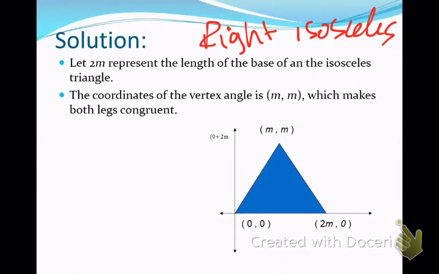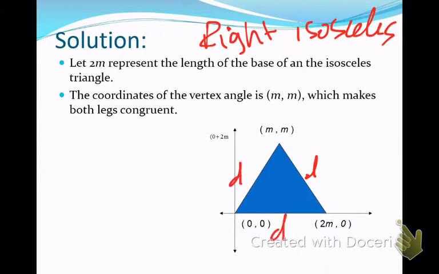How do we show that? Well, you see here that this suggests the coordinates of the vertex angle as being (m, m). That makes both legs congruent. Well, how do we know that? We'd have to show that, right? So in other words, we'd have to go find the length of each of these sides. The length of this side, the length of this side, and the length of this side.